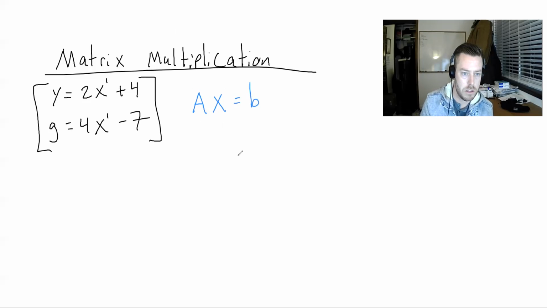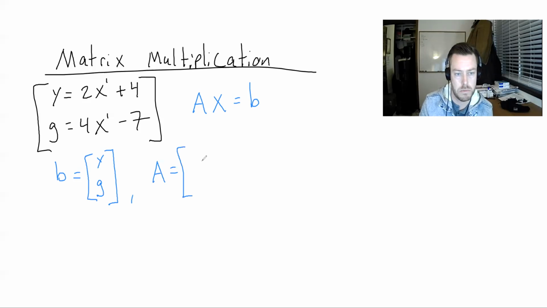So what you're really going to be doing here is, let's make b a matrix. It's going to be a 2 by 1, which is going to be y and g. You're going to have A, which is just a numbers matrix. It's going to be a 2 by 2, 2 rows, 2 columns. It's going to have 2, 4, 4, and -7.